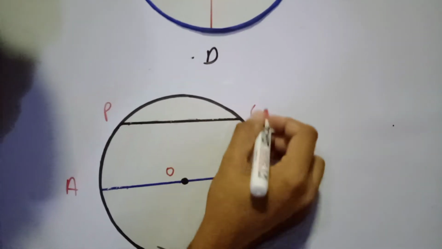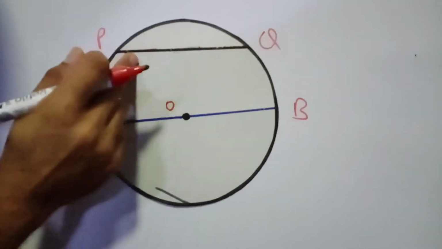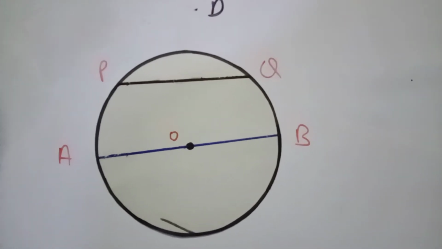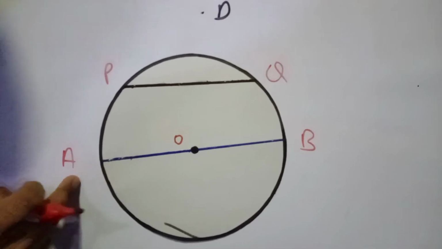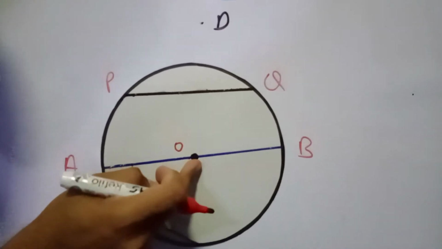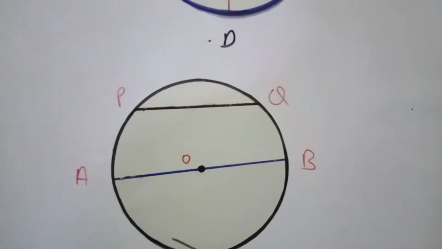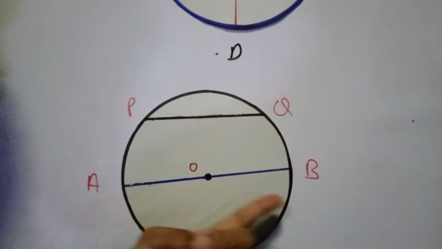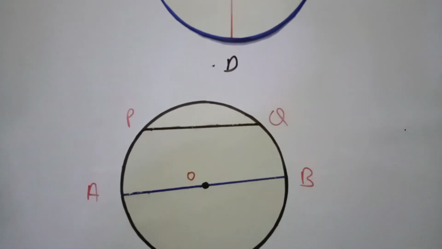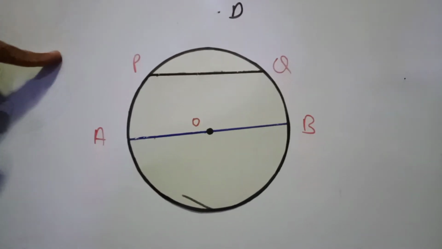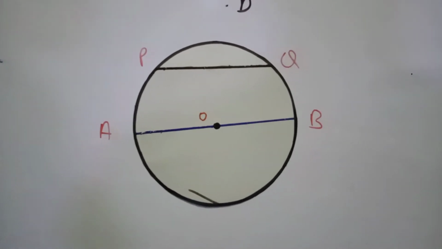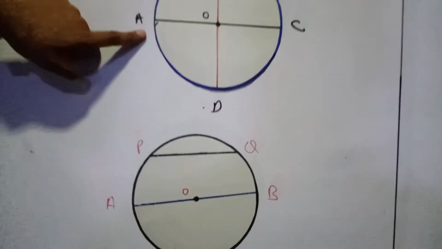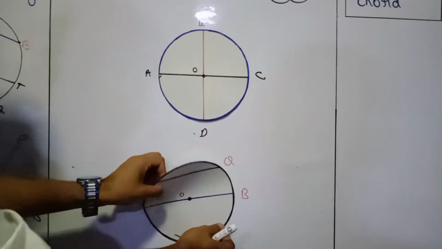Here we have P, Q, so this line also joining 2 points on the circle, this is also called chord. And one more thing, this blue line is passing through the center. So in short, we can come to know if any chord is there that is passing through the center, that is also called the diameter. So this way we come to know what is the diameter, what is the chord, and what is the radius.